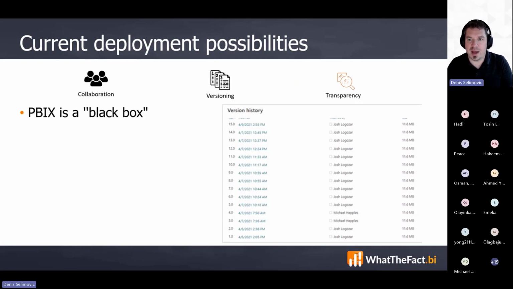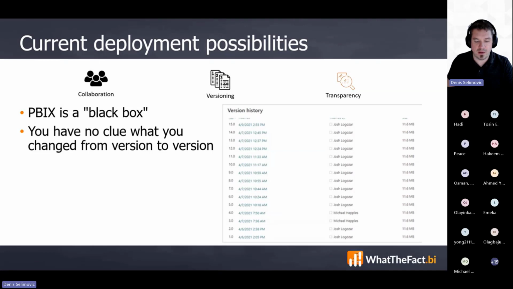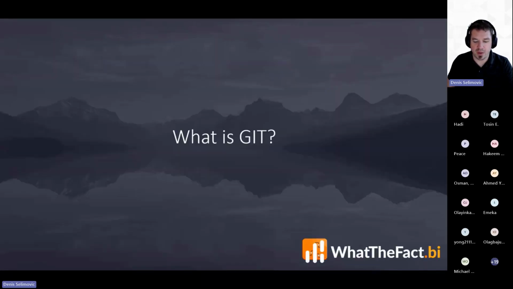So in general, a Power BI file, a PBIX file, is a black box. You don't know what exactly was changing from one version to the other. You can just guess and maybe think at around this time frame, the report was still working, later it didn't work. So around this time frame, maybe it should have worked. Exactly, you have no clue what is changing from one version to the other. These are the problems that we have with the old deployment process.